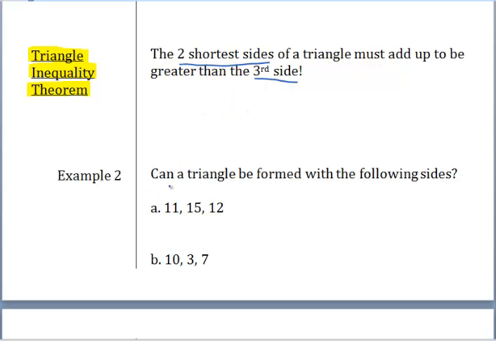And for example, can a triangle be formed with the following side lengths of 11, 15, and 12? Well, my two shortest sides, 11 and 12, if I add those together, 11 plus 12 is equal to 23. All right, and 23 is in fact greater than 15, so yes, this can be a triangle.